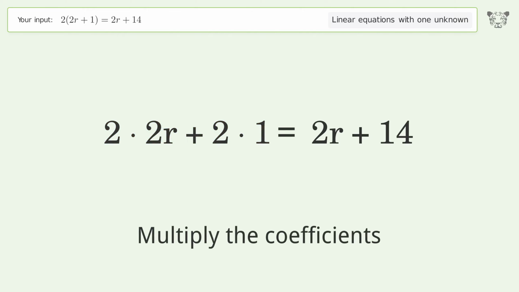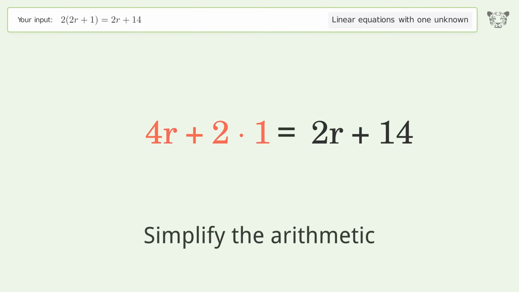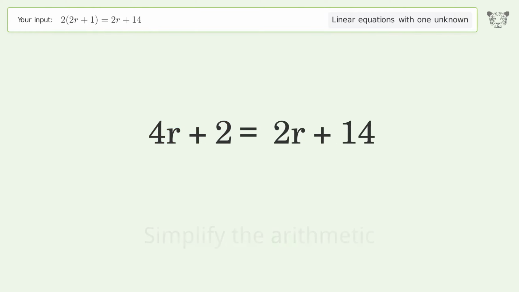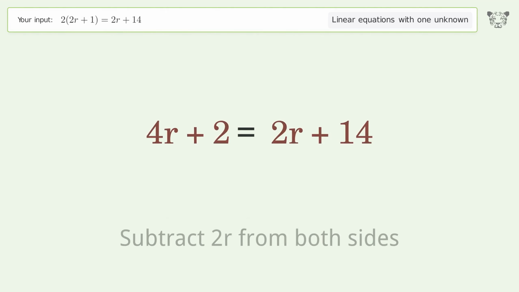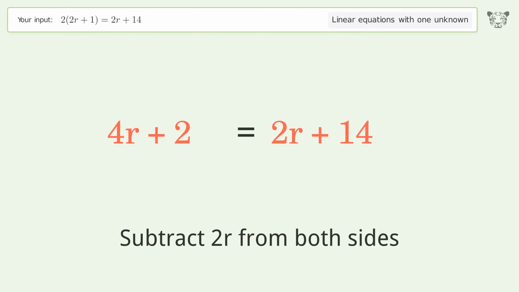Multiply the coefficients. Simplify the arithmetic. Group all r terms on the left side of the equation. Subtract 2r from both sides.